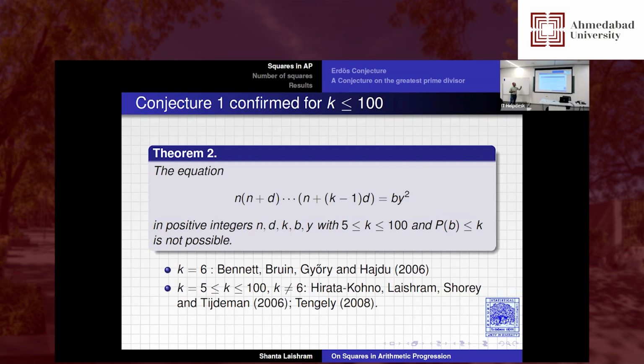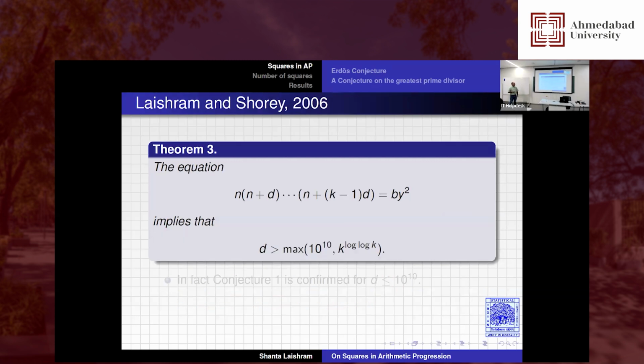Okay, so this is one result in the direction of the conjecture. The conjecture is still open, but we can say a little bit more. If d is larger than 10 to the power 10 or k to the power log k, this has no solution. So basically, for a solution to exist, d has to be bigger than 10 to the power 10, and also bigger than k to the power log k. So the conjecture is confirmed when d is less than 10 to the power 10.